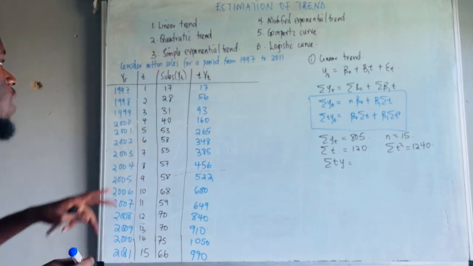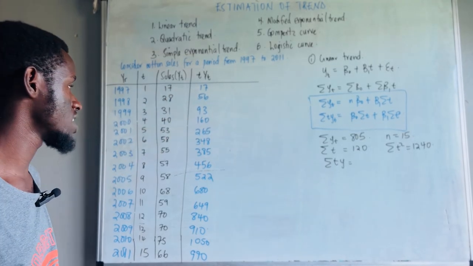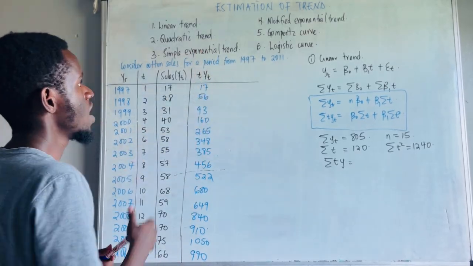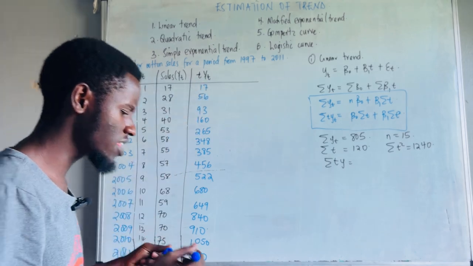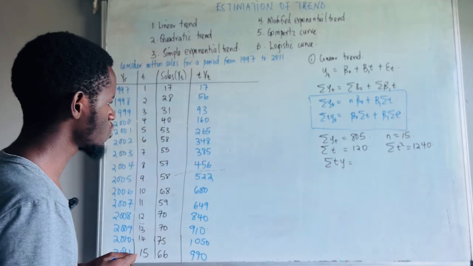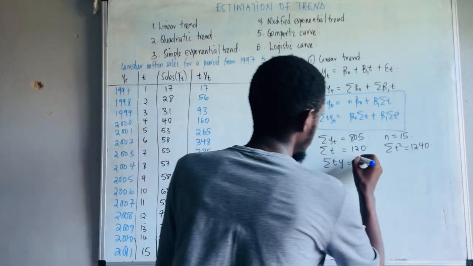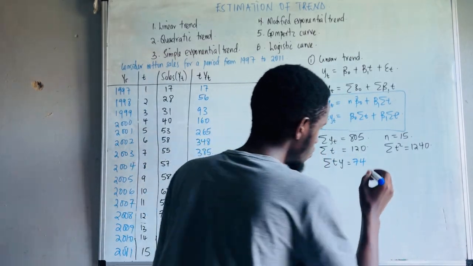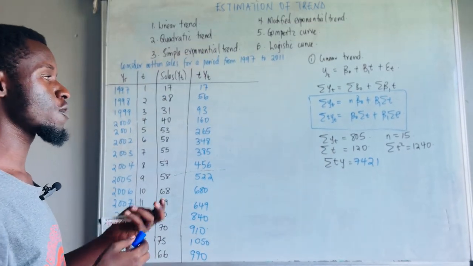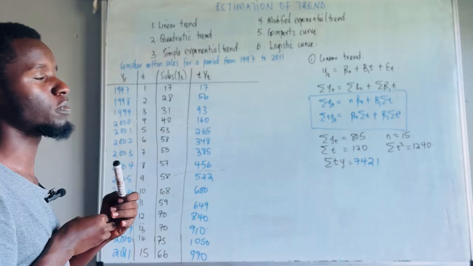If I multiply t times y, I have 1 times this, 2 times this, and so on. I have these answers. Now what I need is just to add all these. If I add them, I'll be able to have my summation of tyt. Adding 17 up to 990, I'll have 7421, something like that. And with that, I'm able to find my linear trend with ease because I have all the unknowns. I can easily solve now for beta 0 and beta 1.